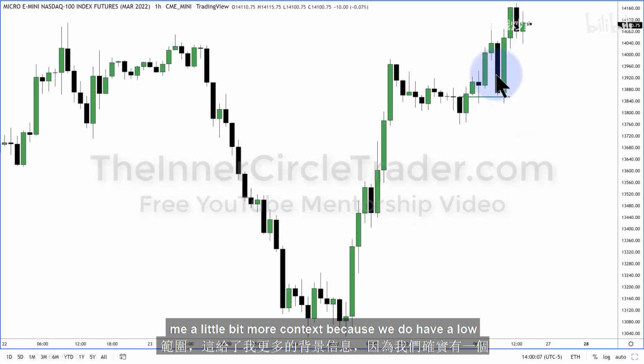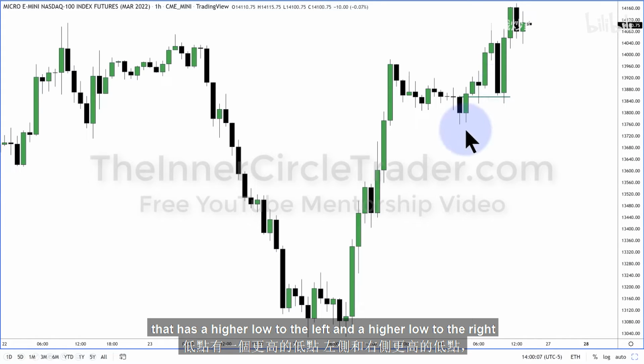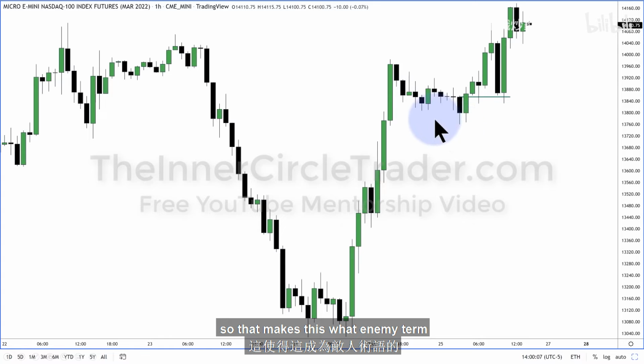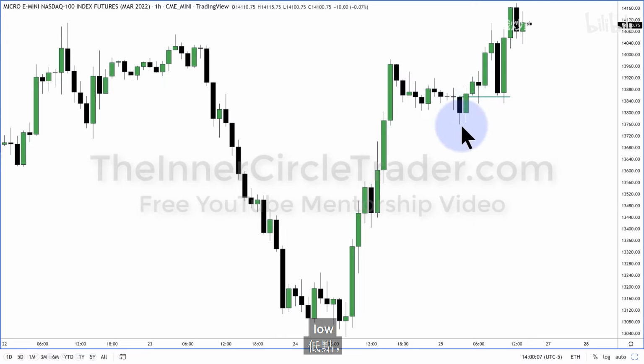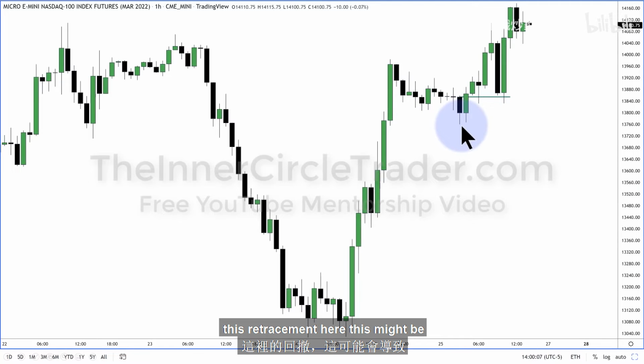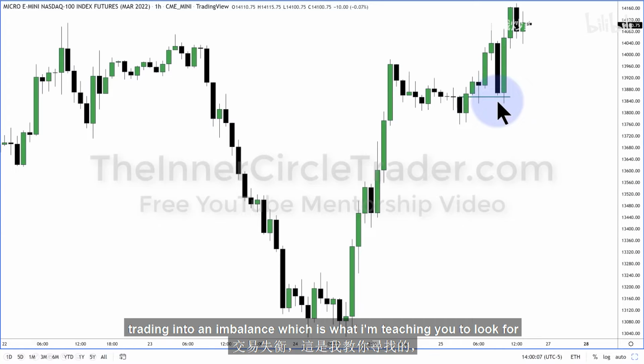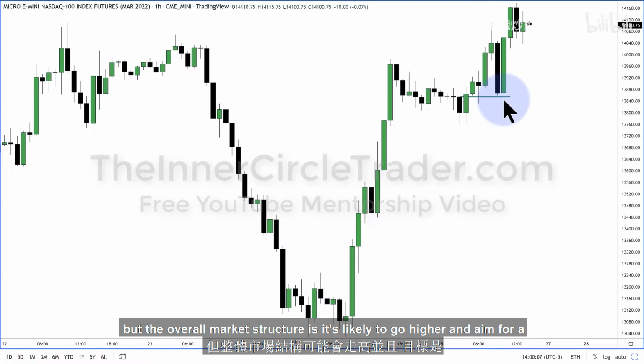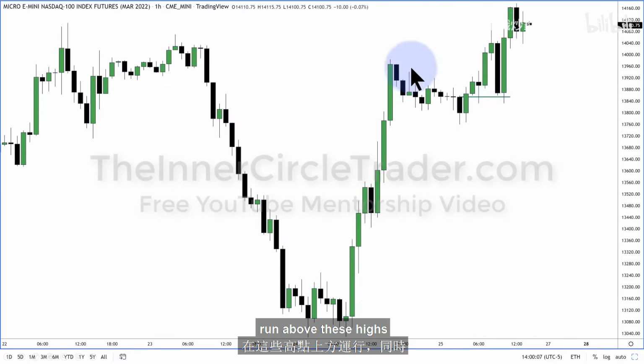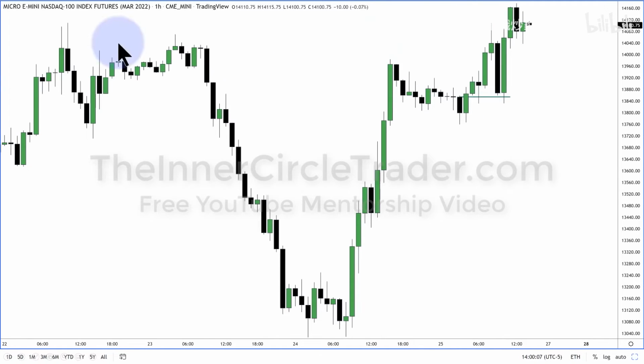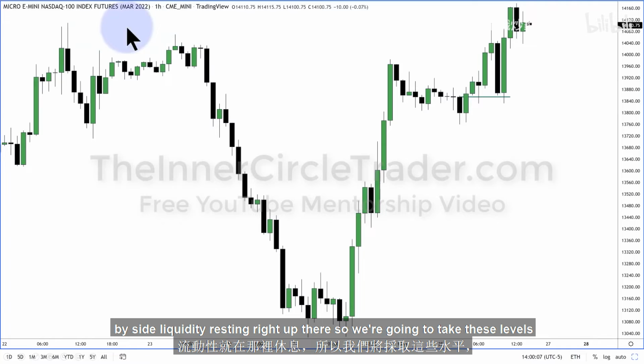But I want to go into the time frames a little lower than the hourly chart to give me a little bit more context, because we do have a low that has a higher low to the left and a higher low to the right. So that makes this what? Intermediate term low. This retracement here might be trading into an imbalance, which is what I'm teaching you to look for. But the overall market structure is it's likely to go higher and aim for a run above these highs.